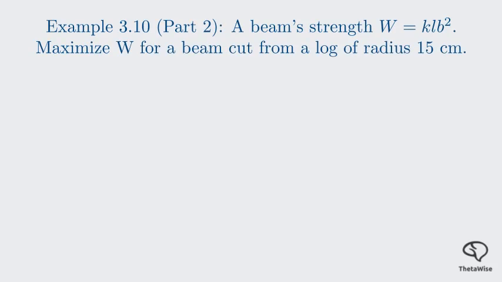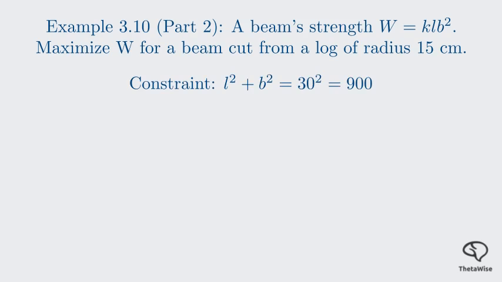The problem states that this strength is directly proportional to the width, b, and the square of the length, l, of its rectangular cross-section. So W equals k times l times b squared, where k is some constant. A beam cut from a log means its rectangular cross-section is inscribed in a circle, which is the cross-section of the log. So, we're back to the inscribed rectangle problem. Our constraint is still the Pythagorean theorem. L squared plus b squared equals the diameter squared, which is 30 squared, or 900.